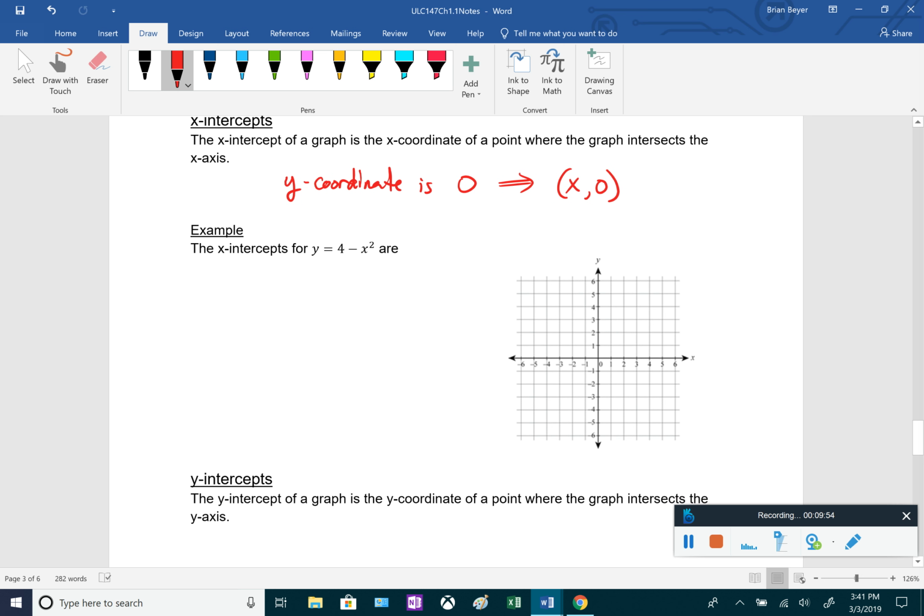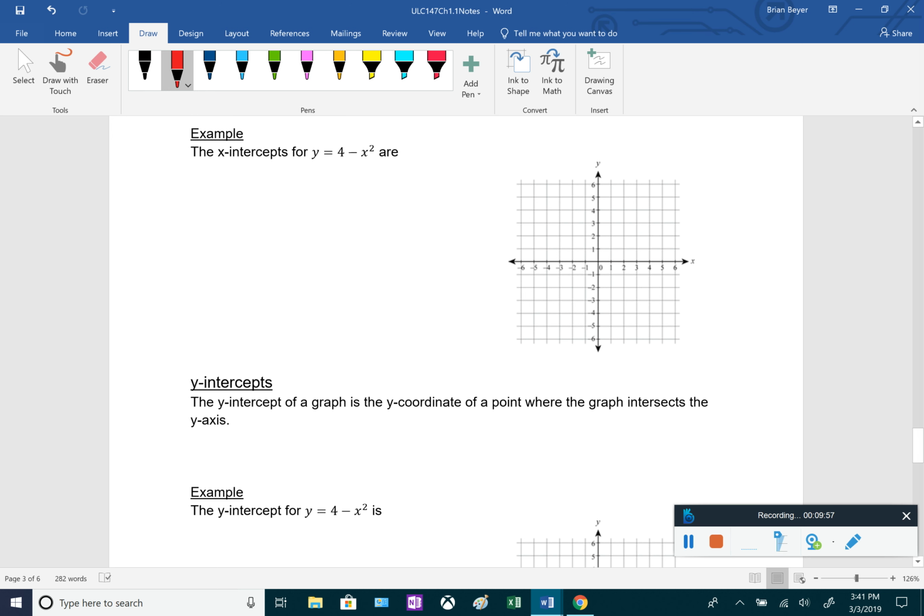So let's take a look at the x-intercepts for the one that we did a few pages ago, y equals 4 minus x squared. When we graphed it, it looked something like this. So the x-intercepts are going to be where it crosses the x-axis. That's going to be right here and right here. So that means the x-intercepts are x equals -2 and x equals +2. Or you can write them as an ordered pair. That's -2, 0 and 2, 0.